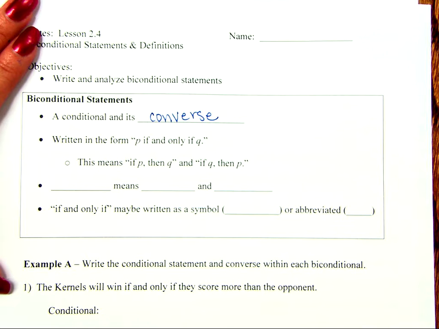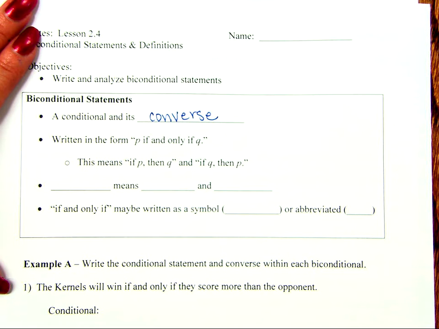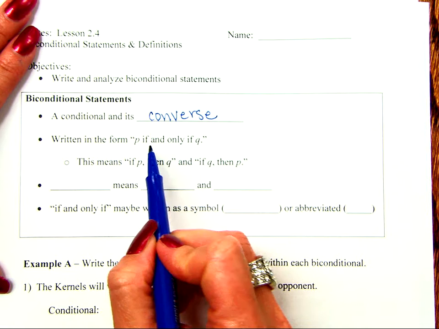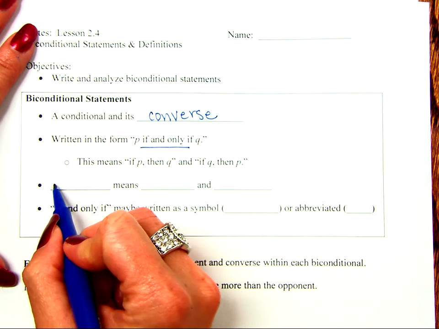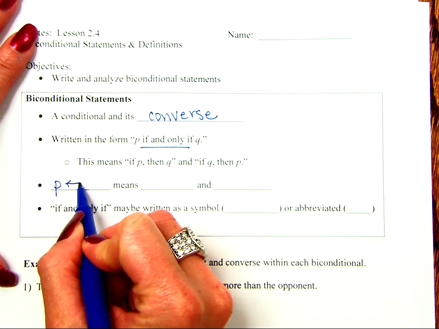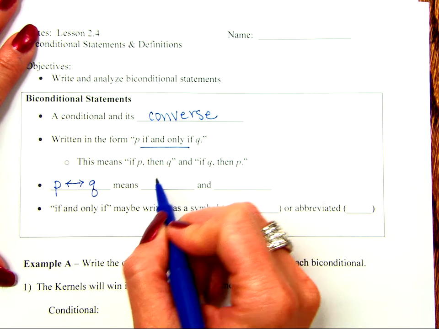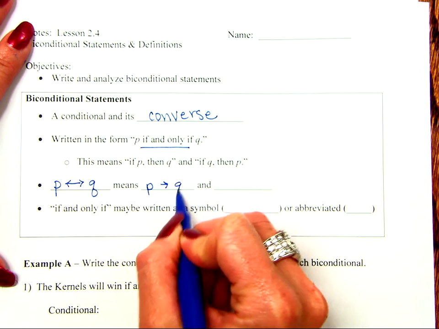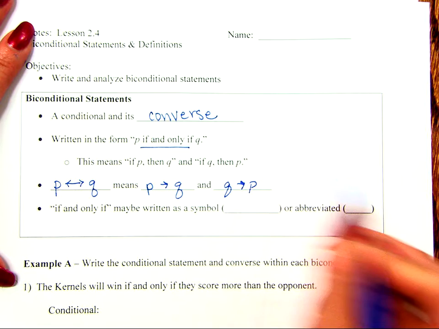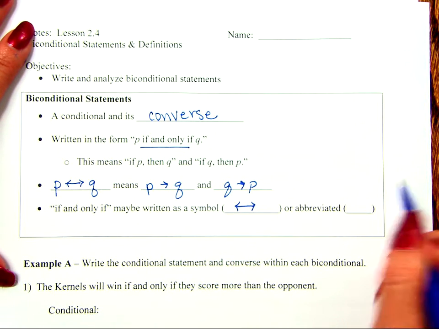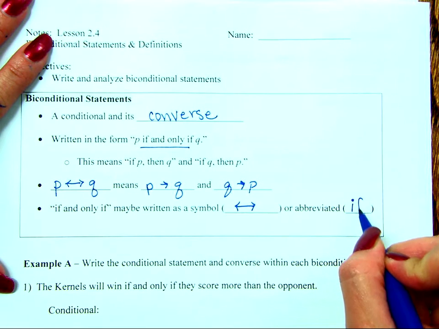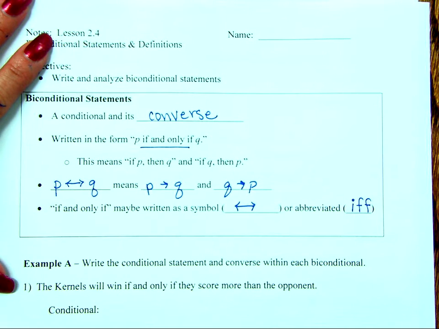When you have a biconditional statement, it is written in the form "P if and only if Q." Those are the key words to a biconditional. It means if P then Q, and if Q then P. Symbolically, you'll see it like this: P if and only if Q, meaning if P then Q and if Q then P. So the double arrow is the symbol for the words "if and only if." Sometimes it's also abbreviated IFF, if and only if.